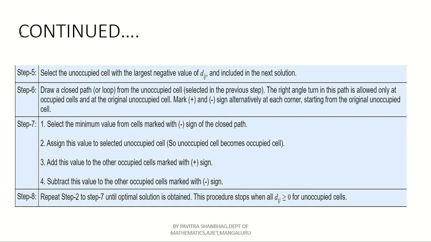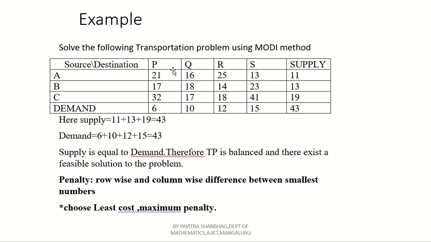Now let us discuss one by one the problems under this. Look at the first one. Solve the following transportation problem using the MODI method, the modified distribution method. The given question has sources and destinations. The sources are A, B, C and the destinations are P, Q, R, S. So there are 3 sources and 4 destinations here.